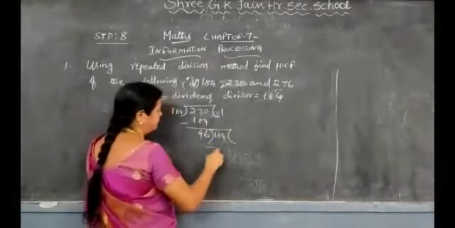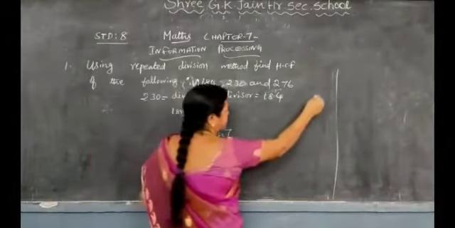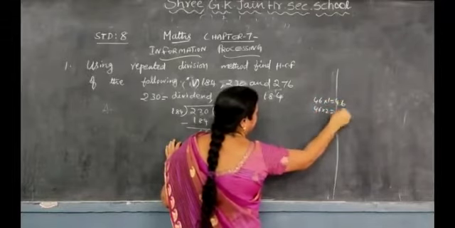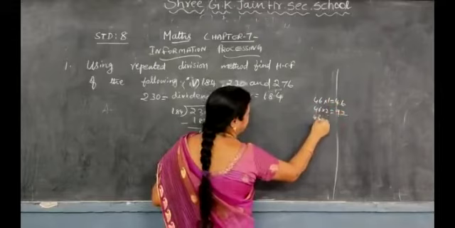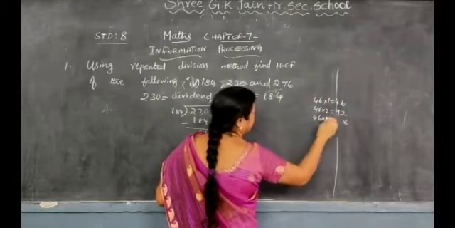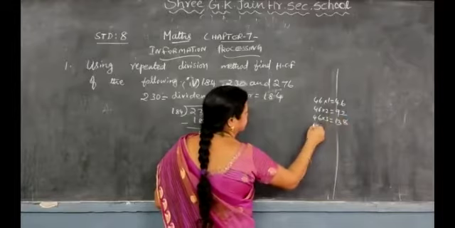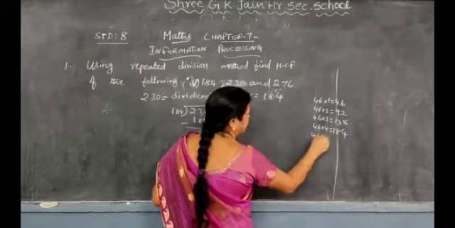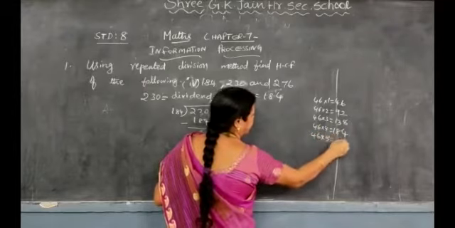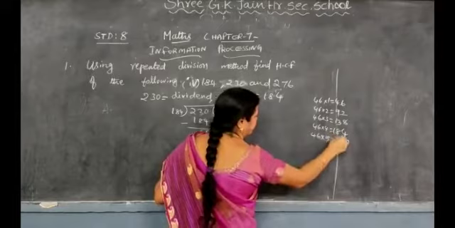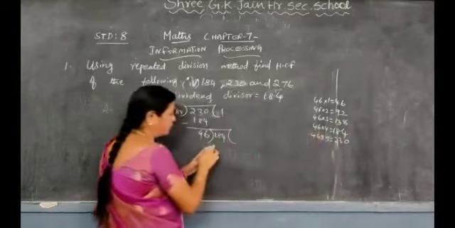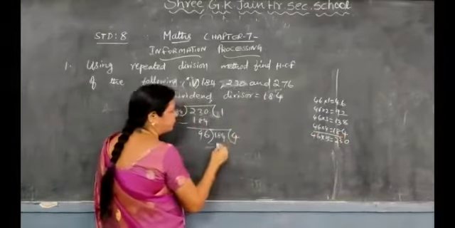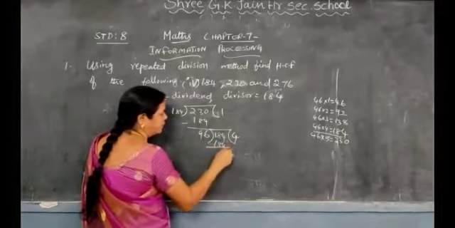See here, one time 46, and 2 times 92, 46 into 3, 46 into 4, 46 into 5. But what we need here is 184, how many times is it going here? That is 4 times. So you will get 184. So the balance you will get is 0.